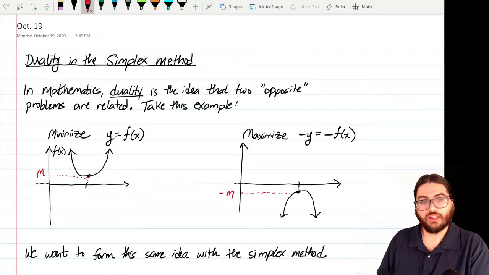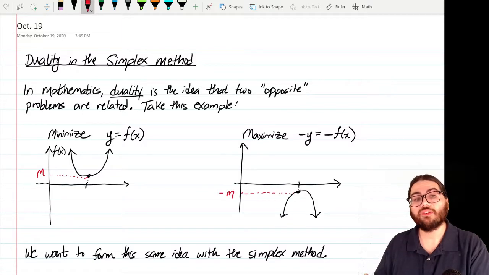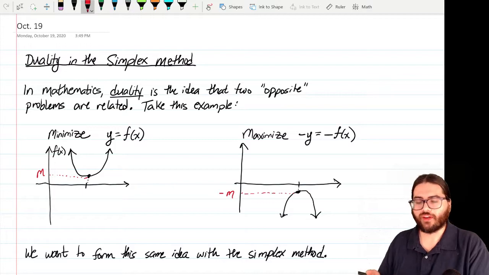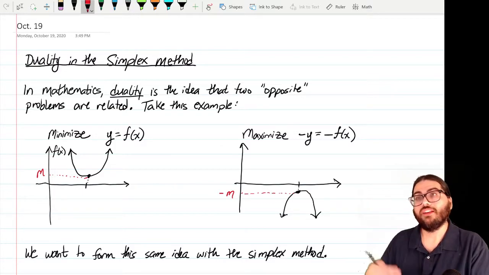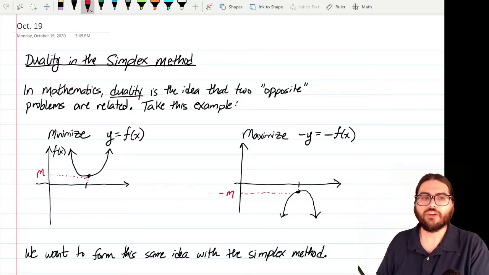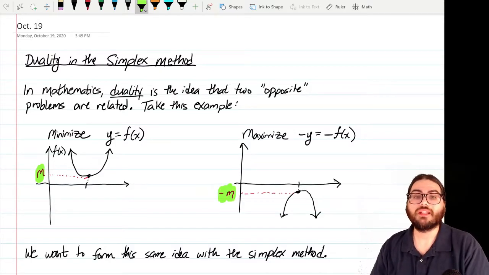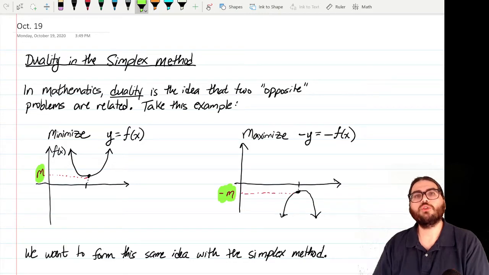The point here is that whatever x value minimizes this y variable, the same x value will maximize negative y. I'll get the same x value in both problems. The y value may be different, right? Notice how the y value was m here and negative m here. Because I multiplied times a negative number, of course, the solution would also be multiplied times a negative number. And I know that that's going to be the case, right? We're going to try to avoid that in the simplex method.